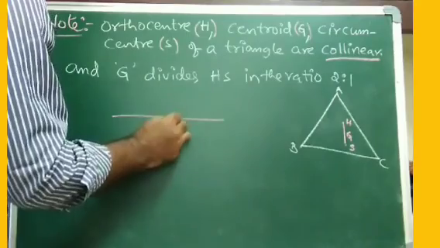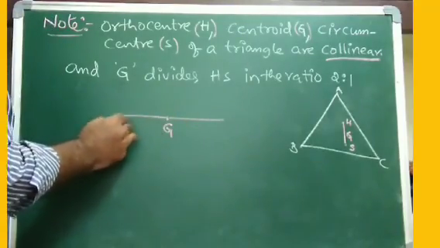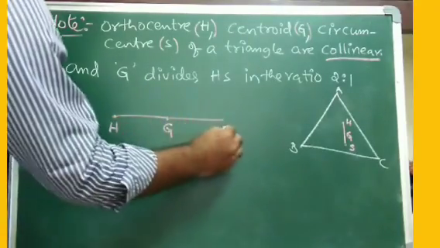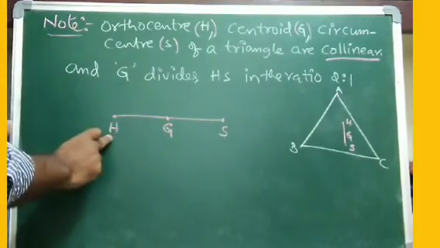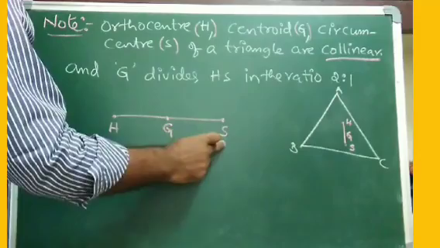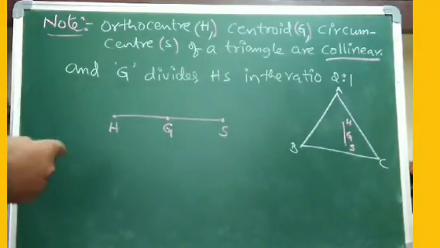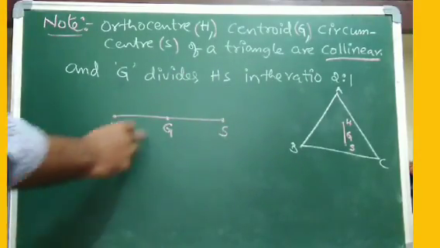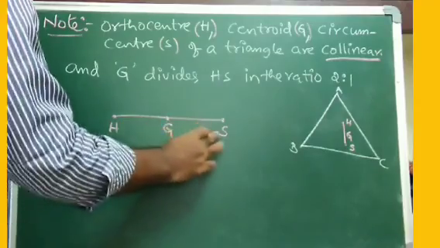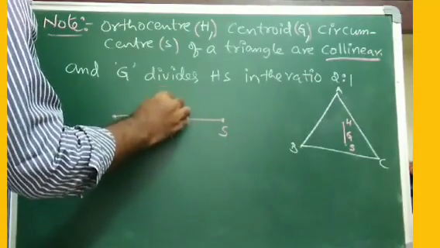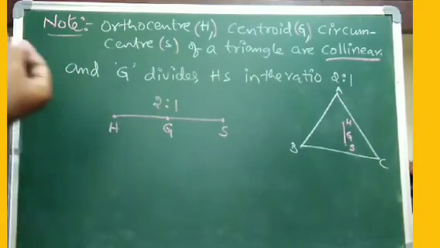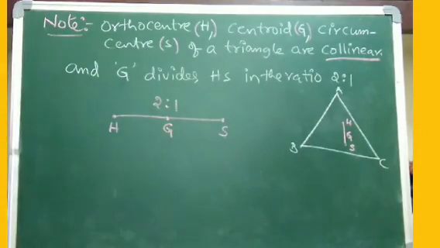This is the beauty you need to observe, that the orthocenter, circumcenter and centroid are always collinear. And moreover, the centroid divides H and S, the orthocenter and circumcenter, in the ratio 2:1. So this is a beautiful result, my dear, which we can observe clearly.